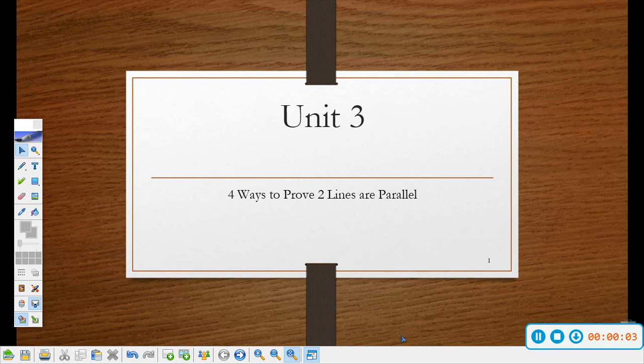Okay, today's lesson is going to be on 4 ways to prove 2 lines are parallel. You're going to be using the vocabulary that we've been learning for this unit, including corresponding angles, alternate interior angles, alternate exterior angles, and consecutive interior. So if you're not sure about those, review your notes from previous days.